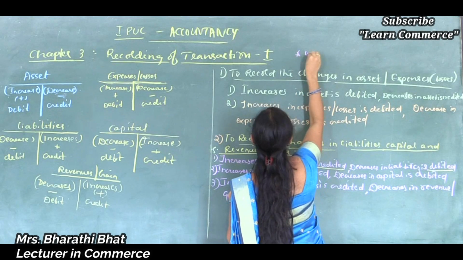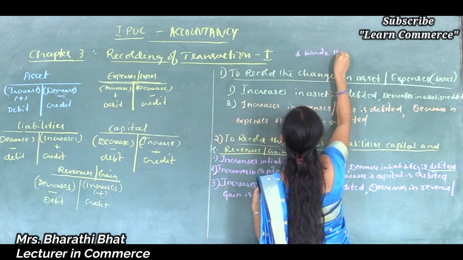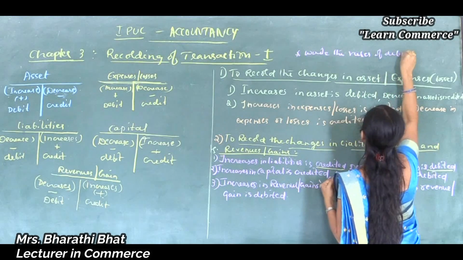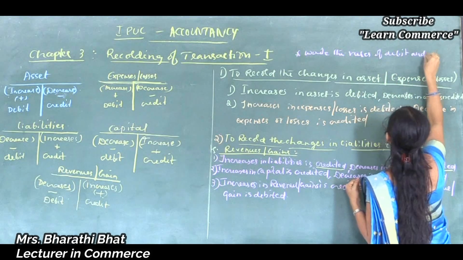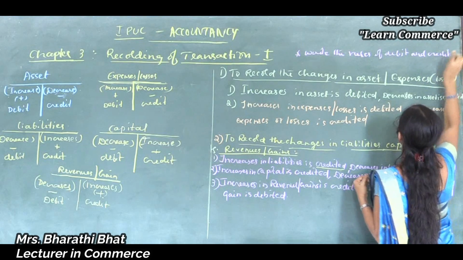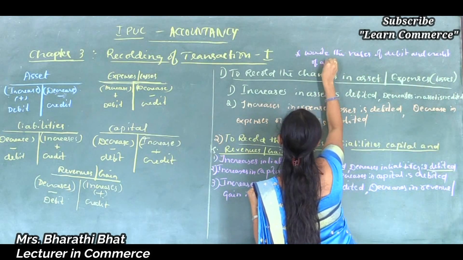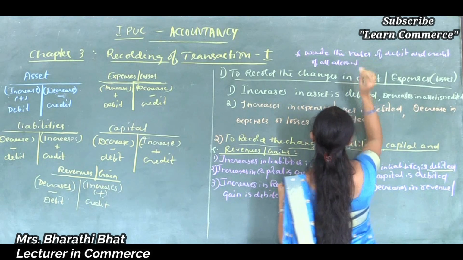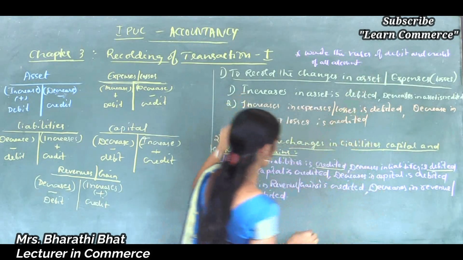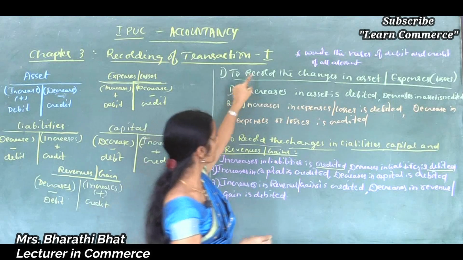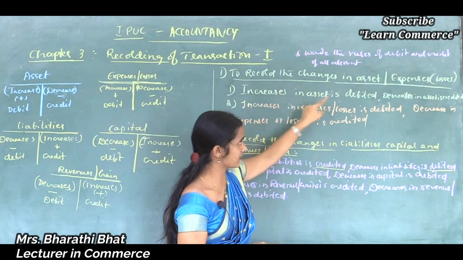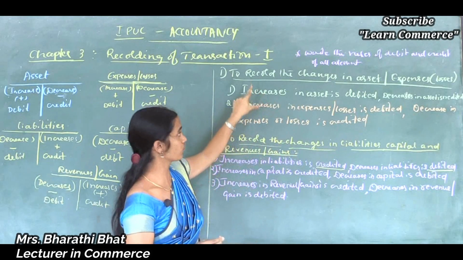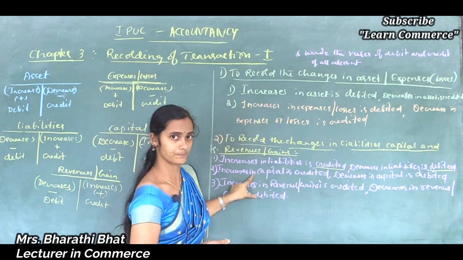So take down the assignment question for this class, that is, write the rules of debit and credit of all accounts. That is, you should write all the rules of these accounts, means you should mention the rules to record the changes in asset and to record the changes in liabilities and capital, and the rules include all these.